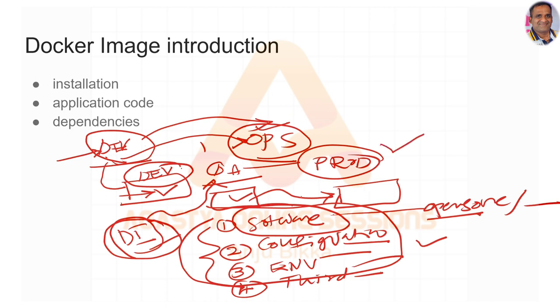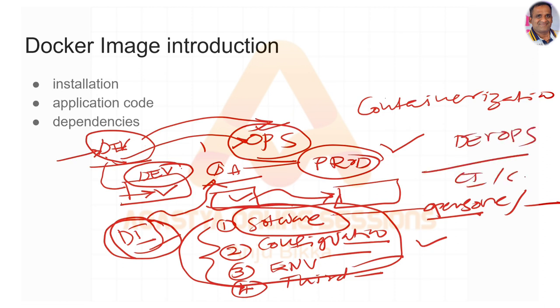So this is the story before containerization, or before DevOps. DevOps is CI and CD. Let's discuss now how the culture between dev and ops changed after the introduction of containerization.